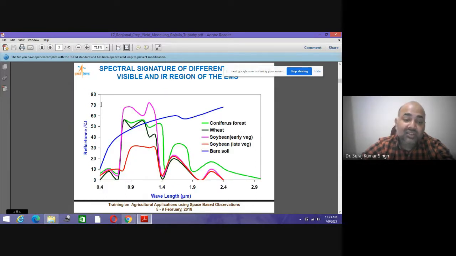So you can see that during the spectral response curve of the various vegetation type, whether you talk about bare soil, whether you talk about soya bean at the early stage or late stage, wheat production, conifer forest production. So you see that each and every forest type, each and every plantation type, each and every crop behave differently in different spectral response curve. Their pattern is different, their band reflectance is different in different dates over different bands, and we will be identifying those signatures for identification of different kinds of agriculture practices.